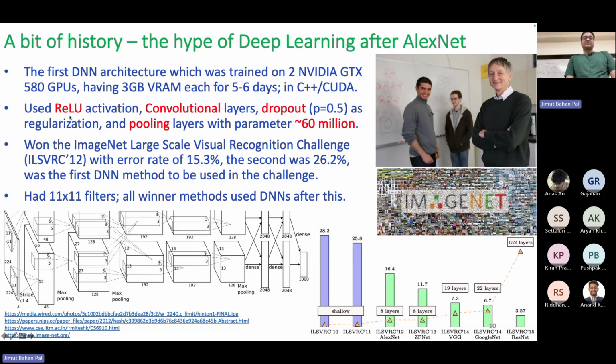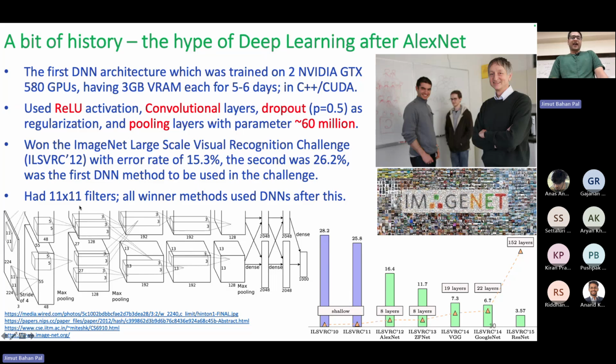And this is the architecture which used ReLU, convolutional layers, dropout, pooling, etc. And it had around 60 million parameters. They won the ILSVRC 2012 challenge with an error rate of 15.3%, and the second one was around 26.2%. Previously, methods used some sort of feature detection or handcrafted features, using statistical models. This was the first model which won this challenge using deep learning architectures.